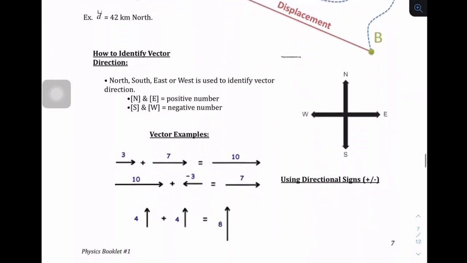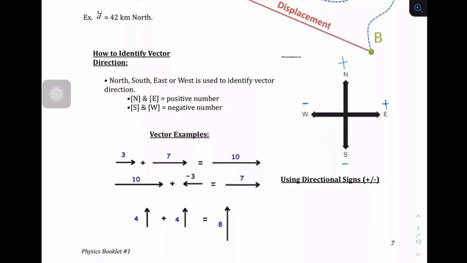How do we identify vector quantities? Well, we think of things like forwards as positive numbers and backwards as negative numbers. We can also use north, south, east, and west to identify them. So north is a positive number, and up is a positive number. South and down are negative numbers. To the east, just like when we are doing graphing and math, east is positive, and to the west is negative. So just like our coordinate graphing.